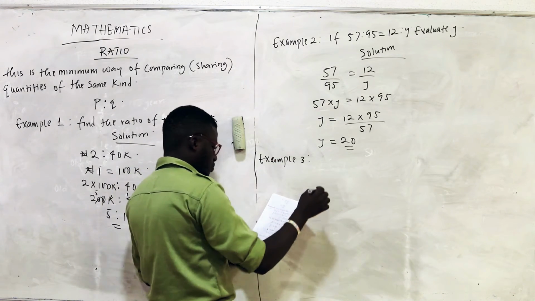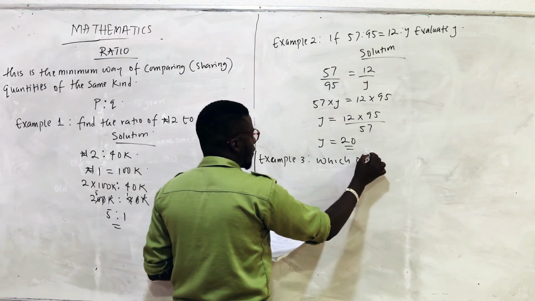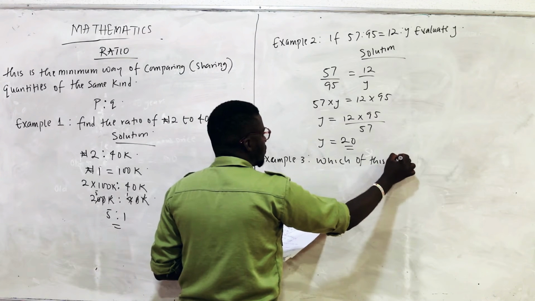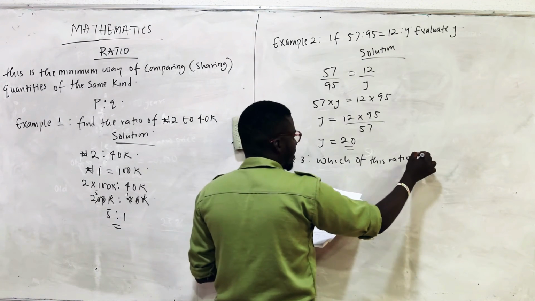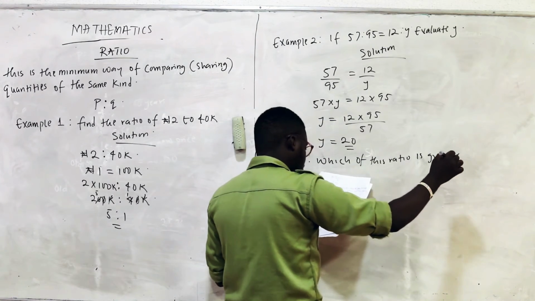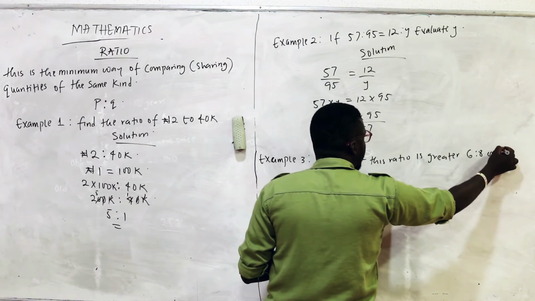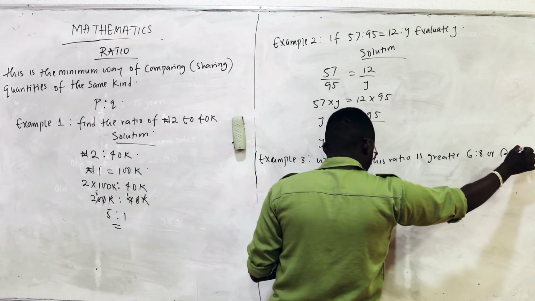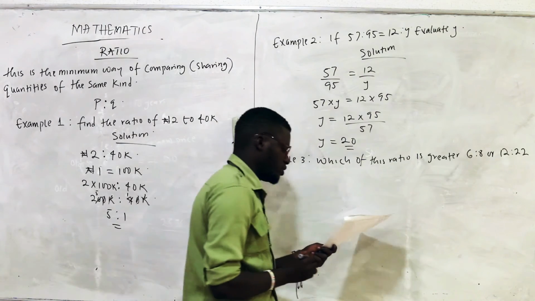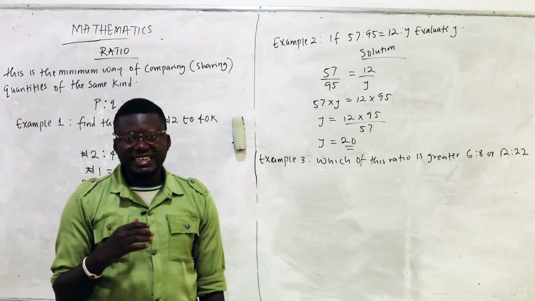Example 3 says, which of this ratio is greater: 6 ratio 8 or 12 ratio 22. The question is asking me that between these two ratios, which one among them is greater?